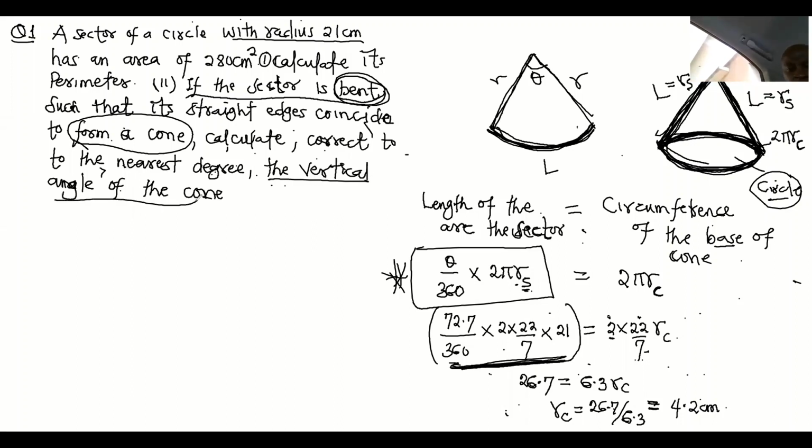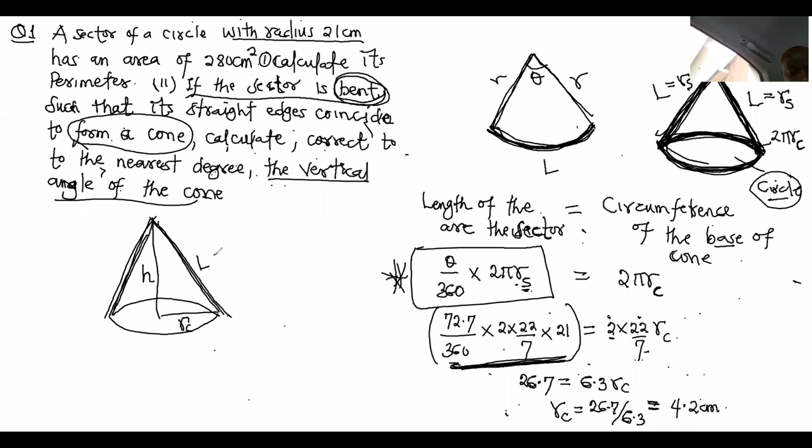Let's see a typical cone. A right angle cone. This is a cone. This is the slant height. This is the vertical height. This is the radius of the cone, RC. And this is the slant height of the cone, which is the same thing as what? The radius of the sector, for this question only. You have to take note of that.